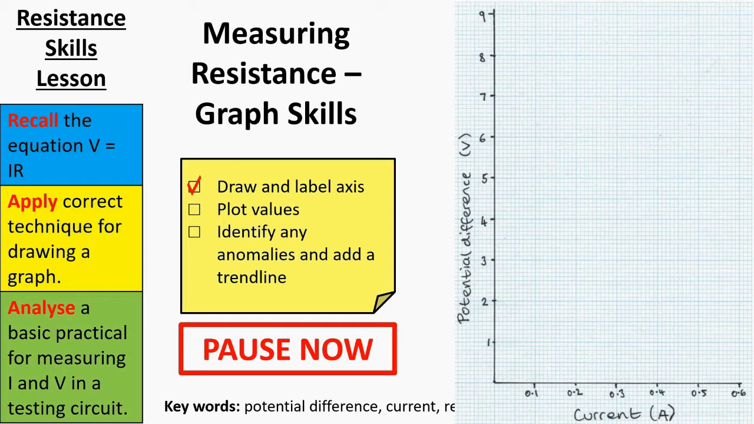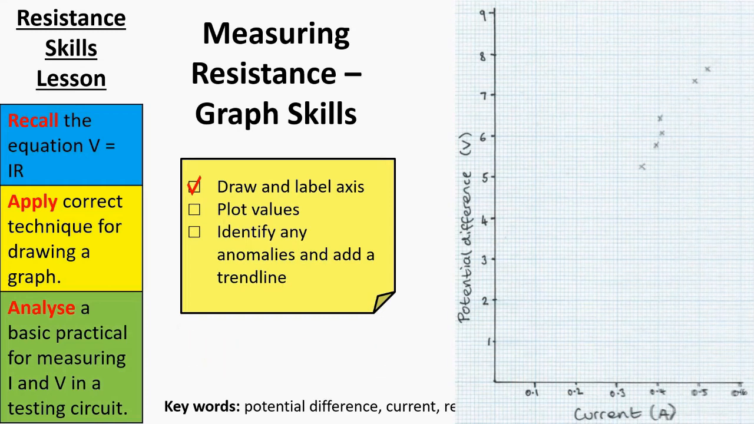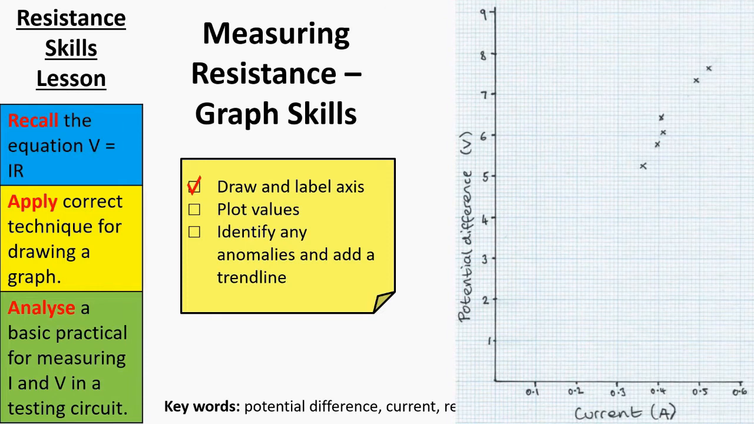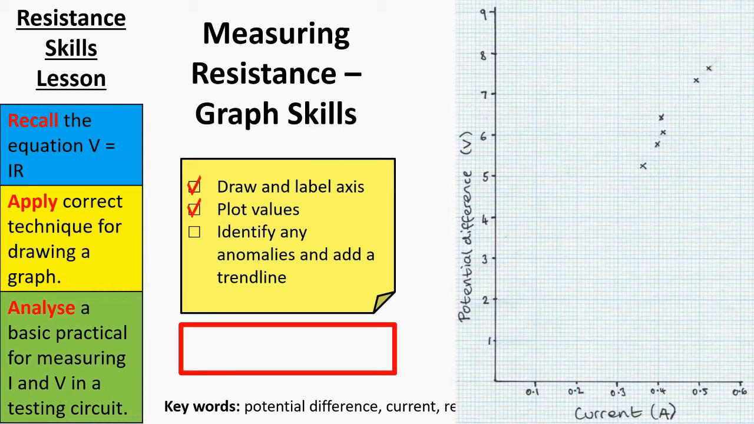So let's check those values. Remember that your values may differ from mine if you've paused the video at different points, but this is what mine look like. If yours look approximately similar, then tick it off as being correctly plotted. Pause the video now, make any corrections that you need to, and then move on to identifying any anomalies that may be in your results and adding a trend line.